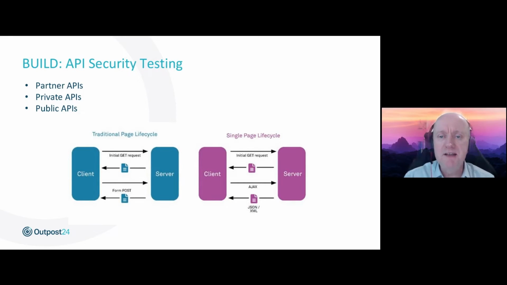Though APIs started off as what I've referred to there as partner APIs. So APIs that were exposed to trusted partners, so they could integrate between the two platforms. Examples of this would include things like, let's say, between retailers and wholesalers. So the retailer could check the stock within the wholesaler and then order stock directly from the wholesaler's system.